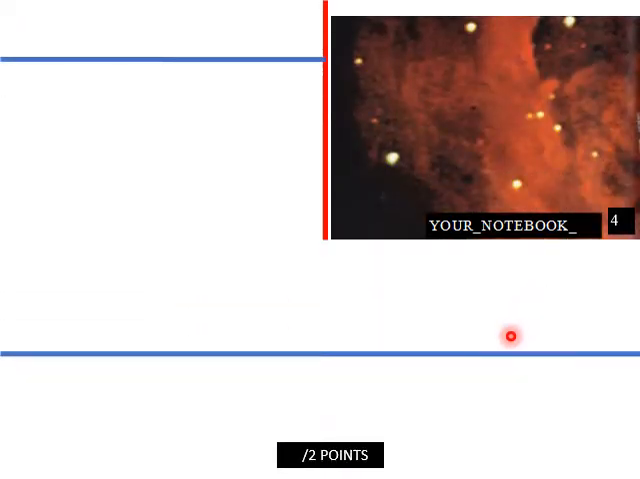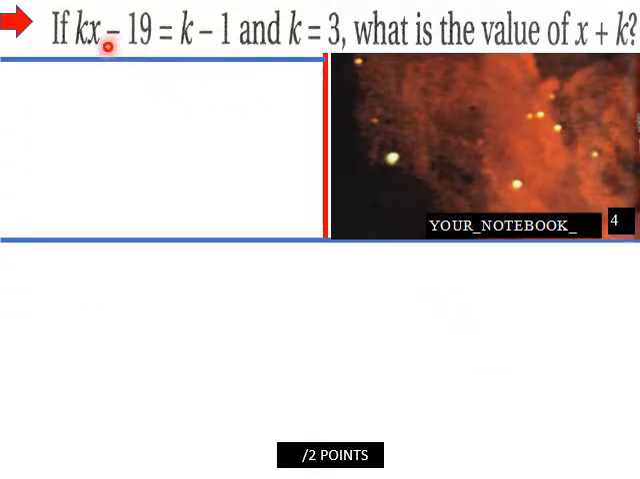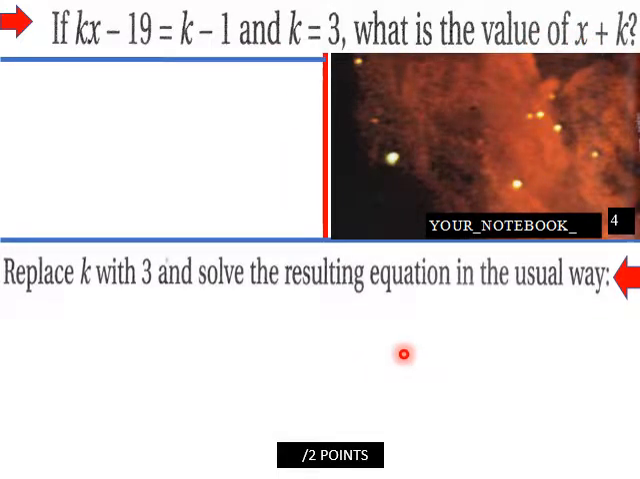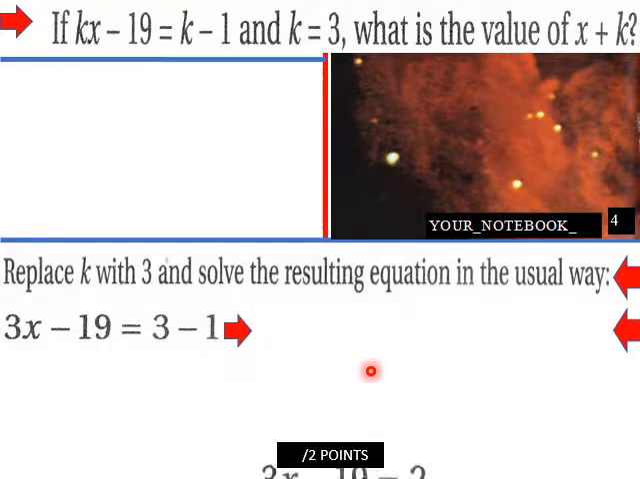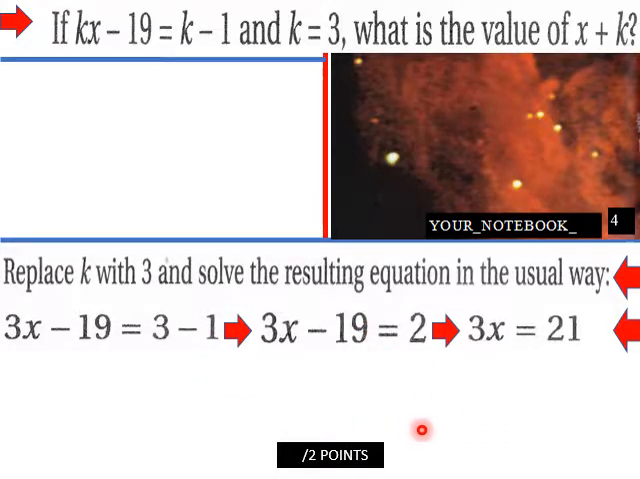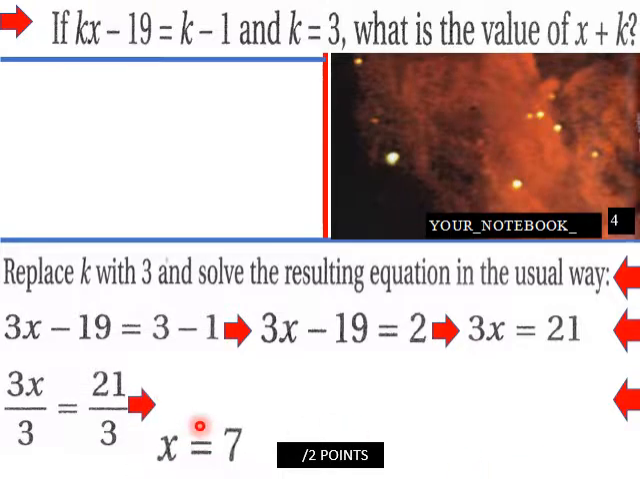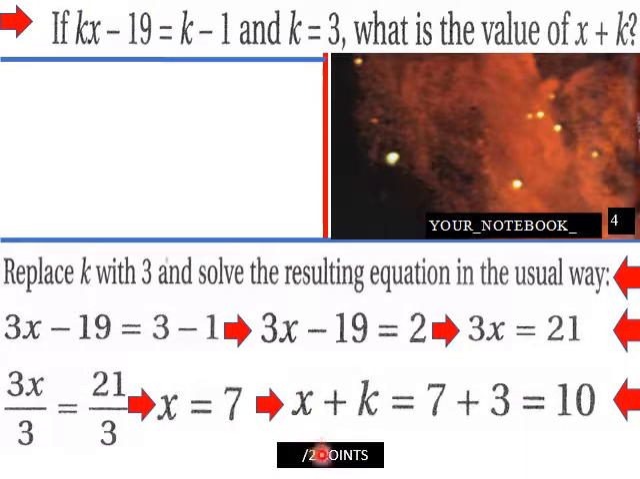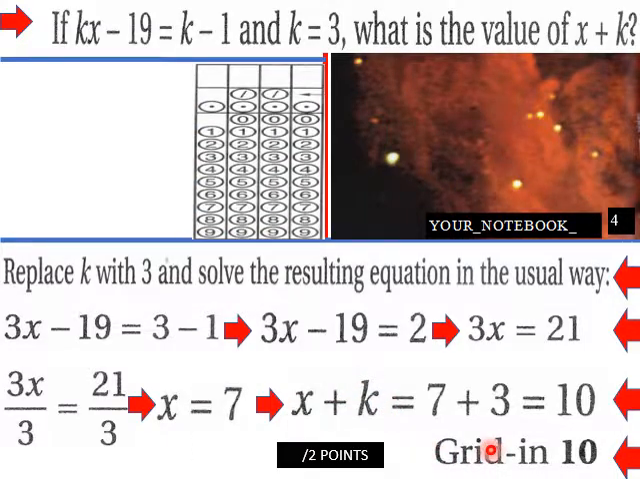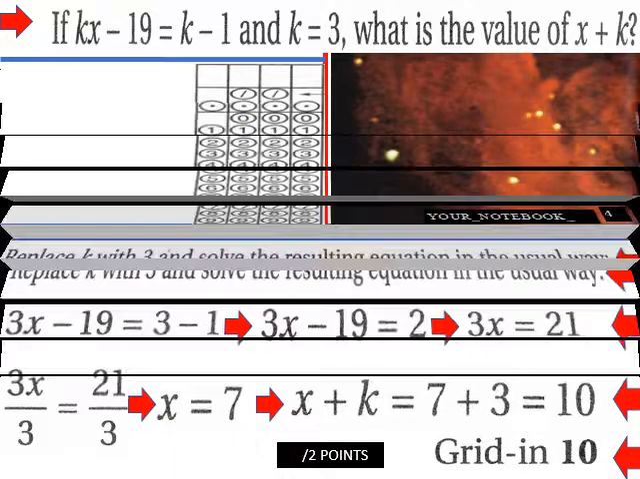And then for page 4: if kx minus 19 equals k minus 1 and k equals 3, what is the value of x plus k? Replace k with 3 and solve the resulting equation in the usual way. 3x minus 19 equals 3 minus 1. Then we just solve for x. We get 3x equals 21, and then we get x equals 7. So x plus k equals 7 plus 3 equals 10. So basically we have to solve two equations there. 10 is the way that would be graded.